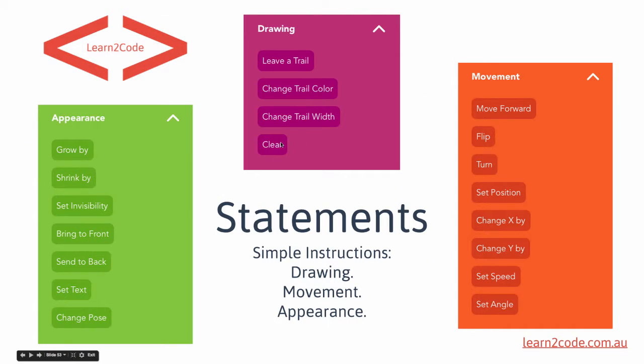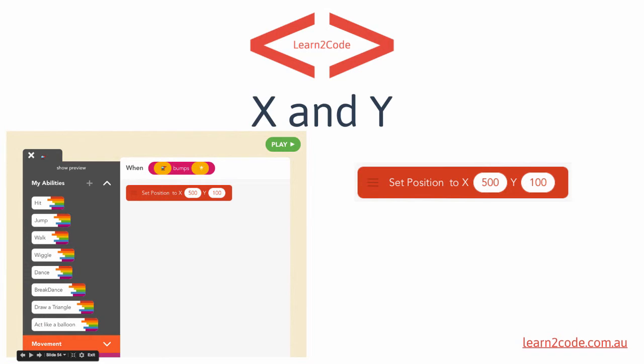Okay, today we're going to mainly be looking at 3 types of blocks, and they are statements, and they're the simple instructions in Hopscotch. And we have the drawing blocks, the appearance blocks, and the movement blocks. Today especially, we looked at leave a trail, but in the next session, we're going to be looking more at the movement blocks and the X and Y axis. So, as I said, X and Y, and in our program, it gives you a little bit of a hint of what's coming up a little bit down the track.